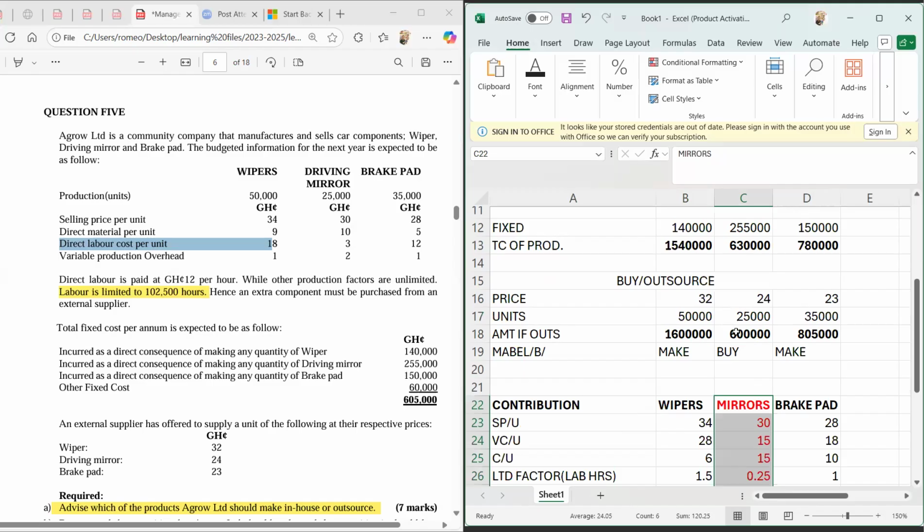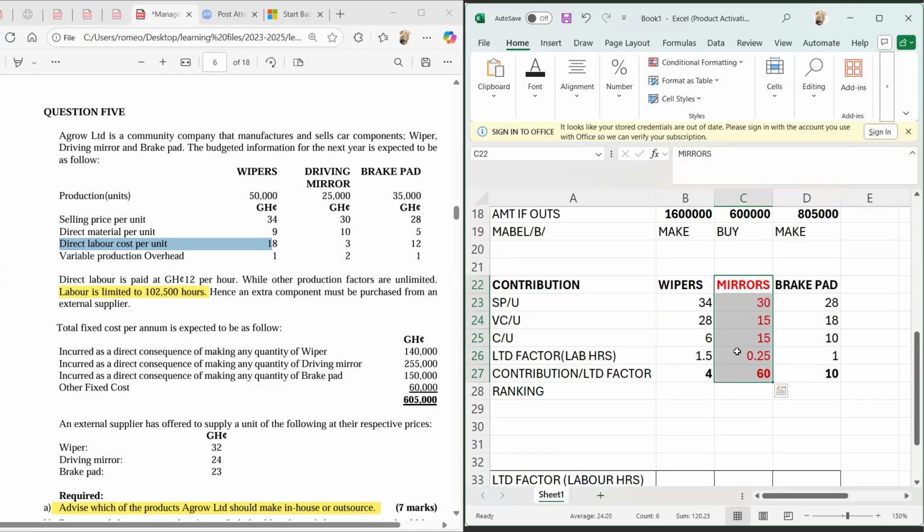Okay. So this one is out. So it's between this and this. You're going to look at the portion of labor hours which is going to be assigned to this particular tool. Once you are done, you just rank it. Let me highlight this one.